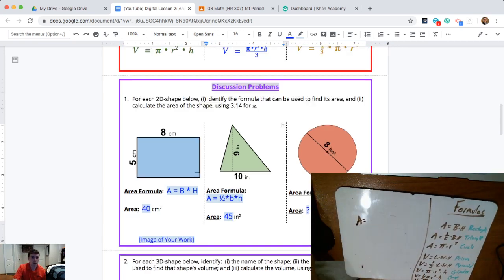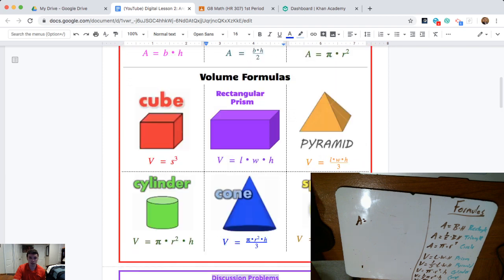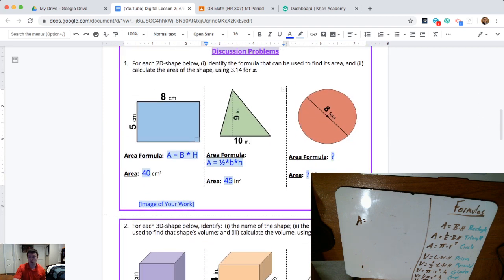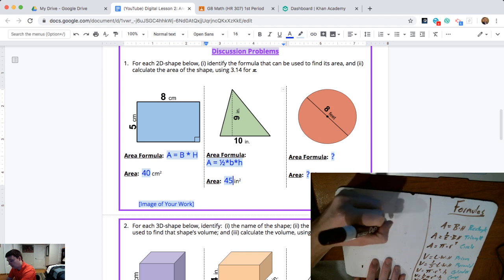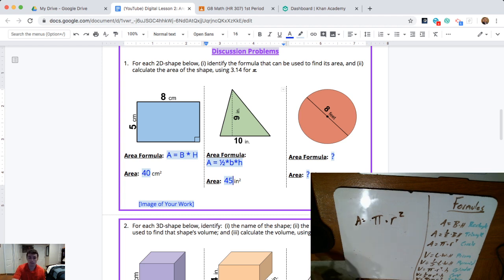You could scroll up in the document. The circle's area formula is pi times radius squared. And if the area formula is pi times radius squared, the big key for finding the area of any circle is to know what the radius is. What's the radius for the circle that we're working with on problem 1?